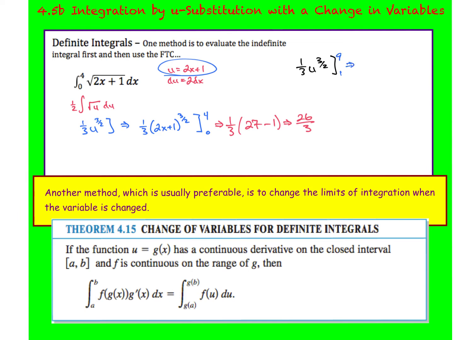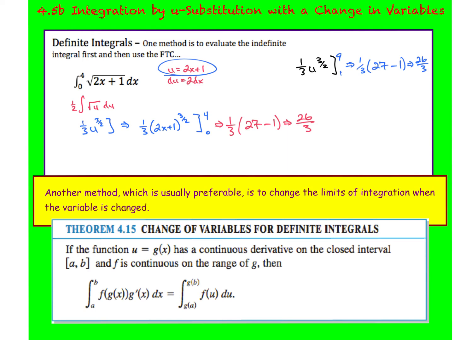And so now I would end up with 1/3 times, now I can just go straight there. So 9 to the 3/2 power is, guess what again? 27. 1 to the 3/2 power is 1. So guess what we're left with? 26 over 3. A lot of the times it saves some time. Okay? Now, should you still get the same answers?